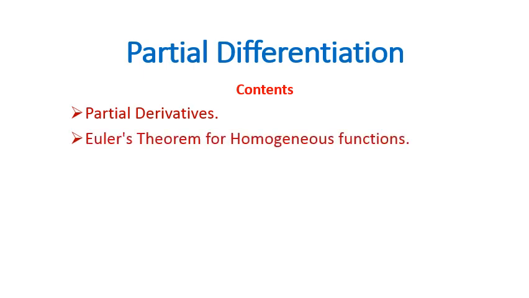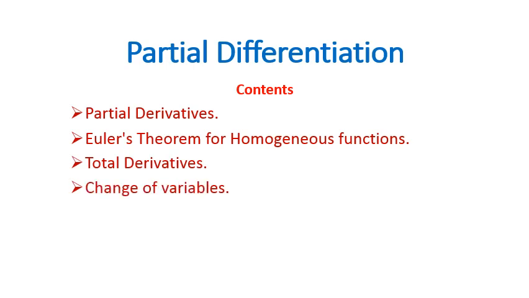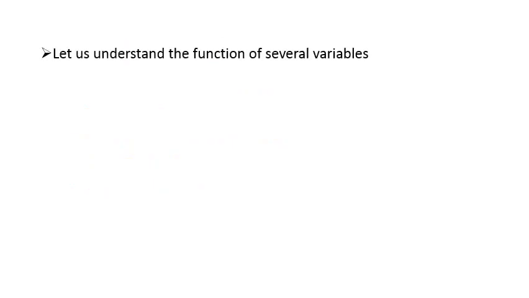In this chapter we will see partial derivatives of functions of several variables, Euler's theorem for homogeneous functions, total derivatives, change of variables. To understand partial differentiation, let us first understand the function of several variables.